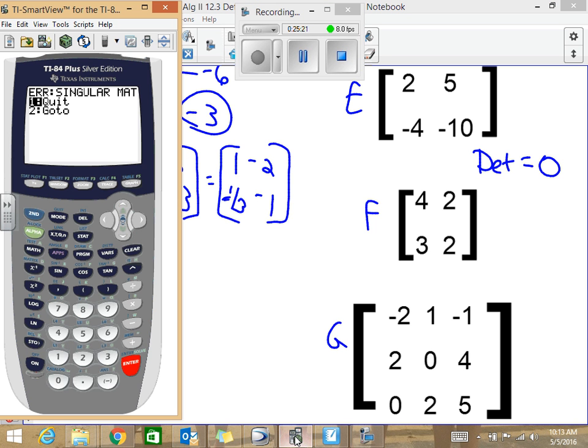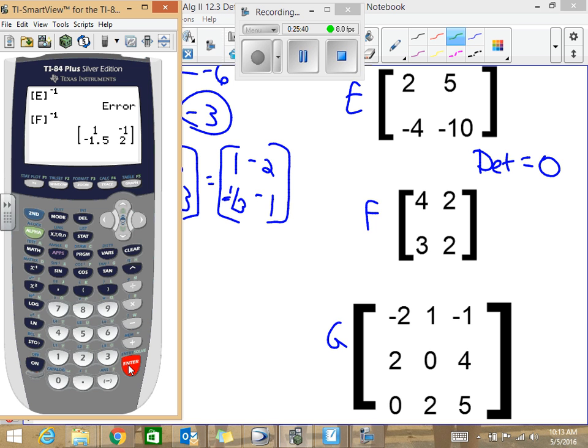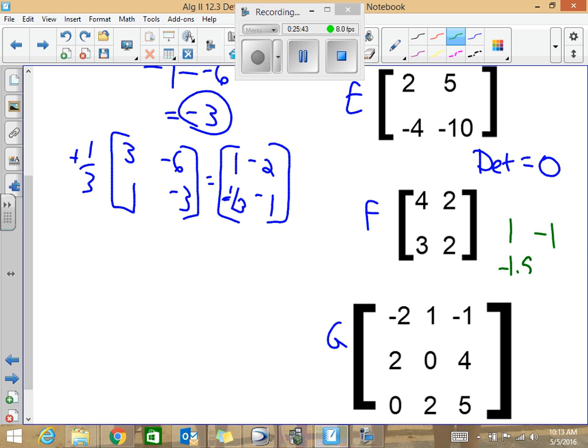So F, if we try to find the inverse of F, again, we go into matrix world, we pick F, we hit inverse, we hit enter, and yes, it does. So the inverse to this matrix is 1, negative 1, negative 1.5, and 2. And the symbol for inverse is that little negative 1. So if this is matrix F, then F to the negative 1 means the inverse is this one.